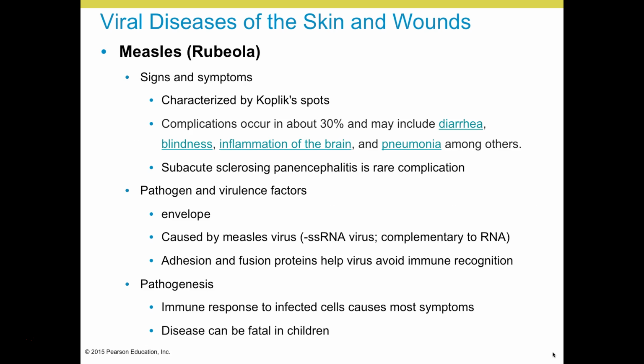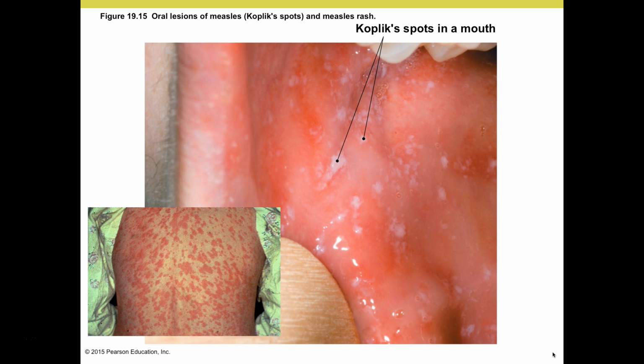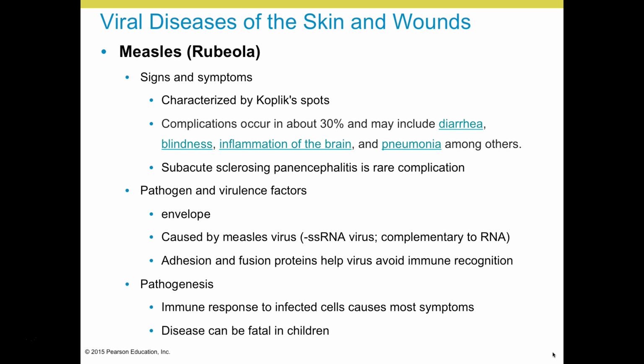Rubeola, measles, is characterized by Koplik spots. What is that? Well, those are it right there. When the patient opens their mouth, you can see those spots right in the mouth. And you can also see the measles rash on the person's skin. Complications occur in about 30% of cases, and can go up to inflammation of the brain, encephalitis, and pneumonia. You do have cases of subacute sclerosing panencephalitis, but it's very rare.